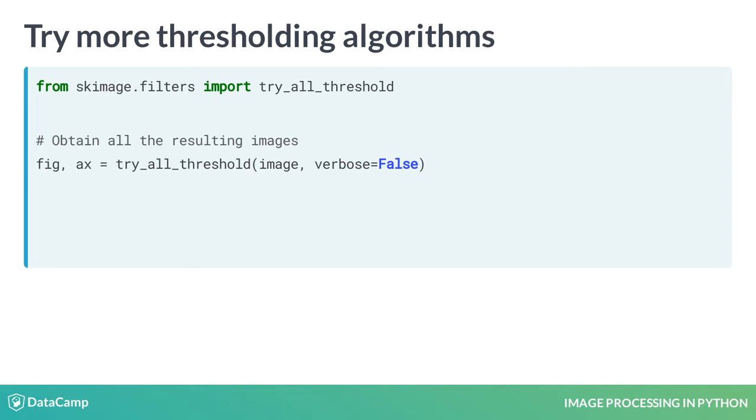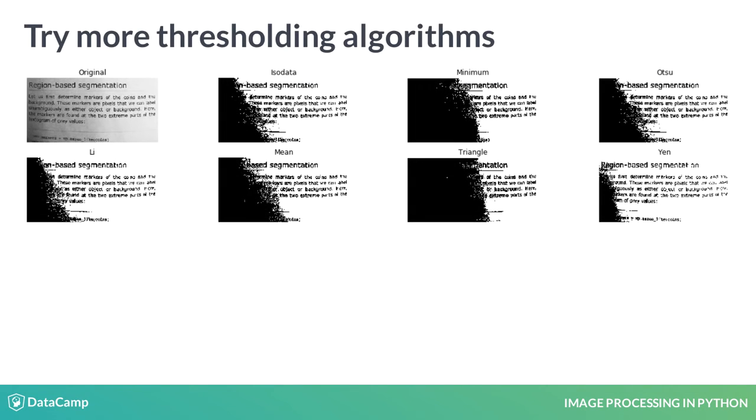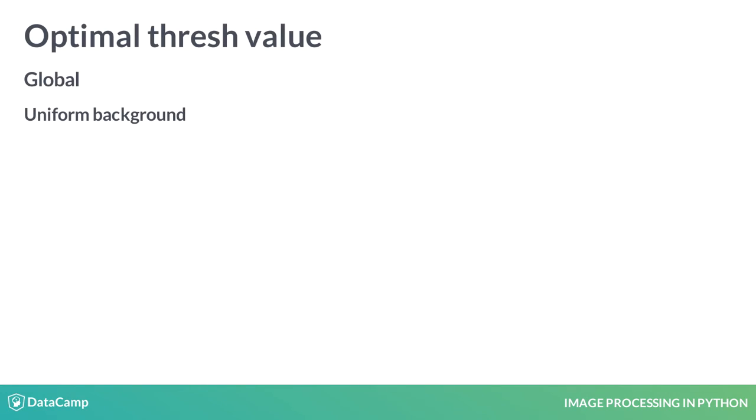Here we import it, use the function by passing the image and set verbose to false so it doesn't print function names for each method, and then show results. It will use 7 global algorithms, so here we see first the original image followed by the resulting images of the thresholding methods. We cover only the OTSU, so this is an easy way to try the rest. When the background of an image seems uniform, global thresholding works best.